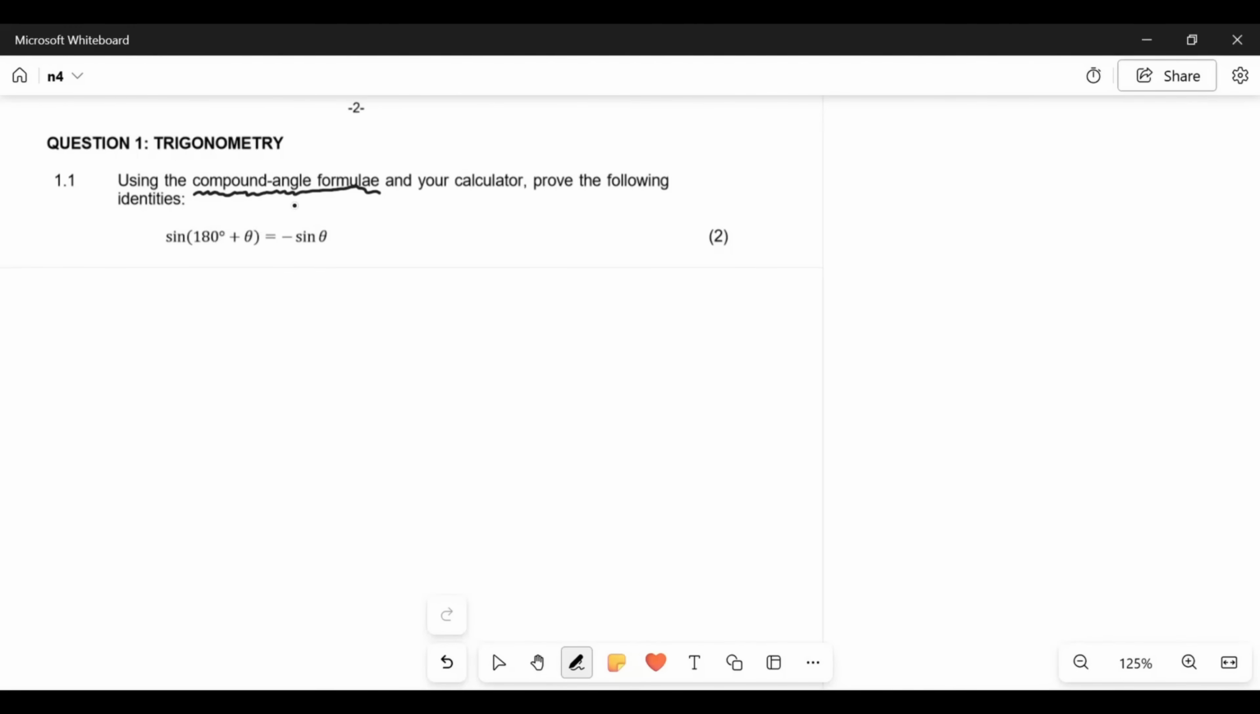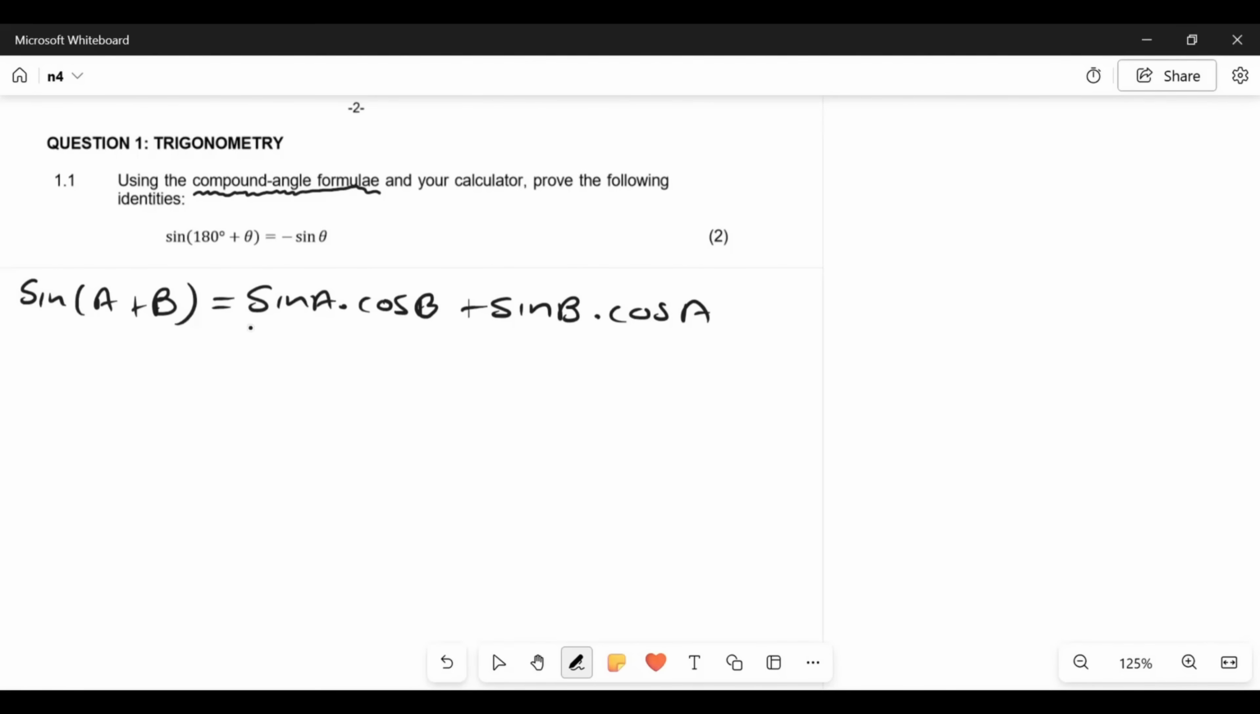Whenever you prove this type of identity, you must always select the side which looks complicated. When I look at this, the left-hand side is the one that looks complicated. Remember, we need to use the compound angle formula. If you still remember, the compound angle formula for sine goes like this: sine of (A plus B), when you expand it, is going to be sine A multiplied by cos B plus sine B multiplied by cos A. Then from there, you work on it.